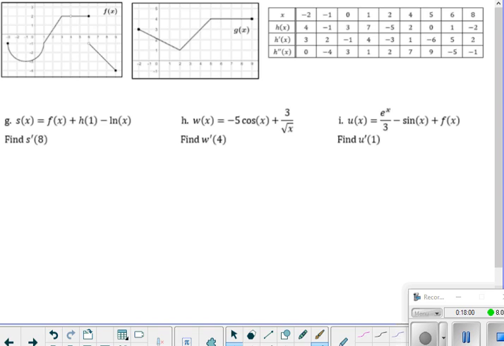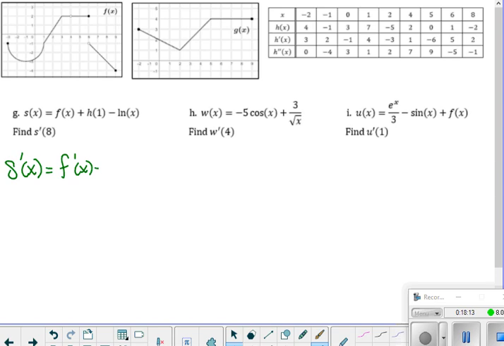All right, s prime. Let's find it. We're going to do s prime of 8, but first we're going to get our general derivative. F prime of x plus h prime of 1. Ooh, h prime of 1. I think h of 1 is some number. That is 7. Let's update this with 7. They didn't fool us. The derivative of that's going to turn out to be 0. Minus 1 over x. We're too clever for them. S prime of x equals f prime of x minus 1 over x.